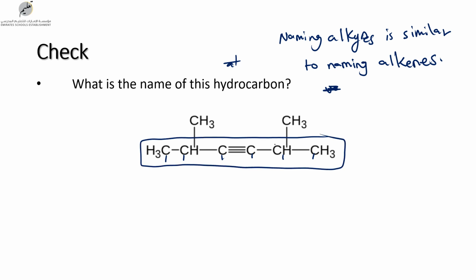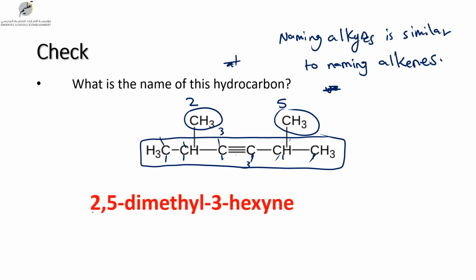Now where do you start numbering? If you start from the left, 1, 2, 3, so 3 is the location of the triple bond here, or you can start from the other side, 1, 2, 3, and 3 is the location of the triple bond here too. So both ways are correct. You have a methyl here and a methyl here. If you choose from up, this is going to be number 2, this is going to be number 5. So you'll say 2,5-dimethyl, because I have 2 methyls, and you have 6 carbons, and the location of the triple bond is 3, so 3-hexyne. Why did we write Y and E? Because we have a triple bond here.